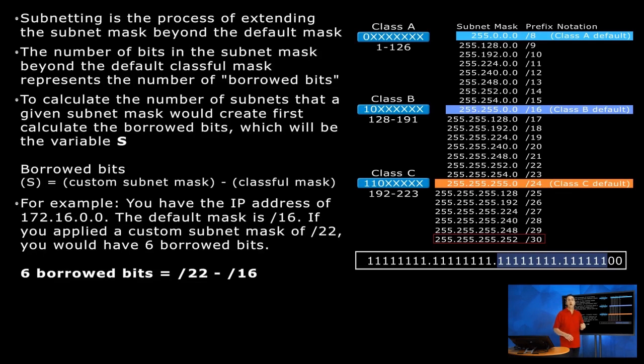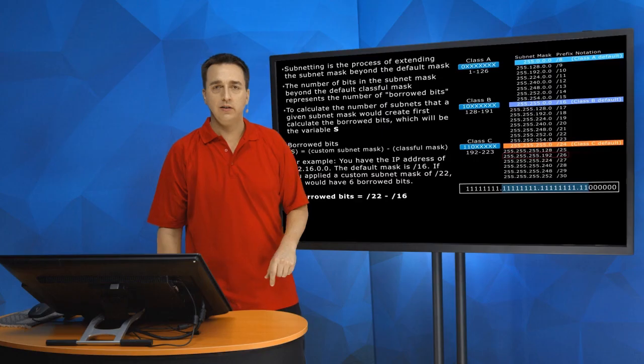No problem. All right, let's go back to the top. Class A, /8. Let's go to a /12. How many bits were borrowed? Easy, 4. Does the Class B address get in the way? Nope. Let's say we go to a /17. How many bits did we borrow? 9. Does the Class C get in the way? Nope. How many bits did we borrow? Whoa, 18 in this case.